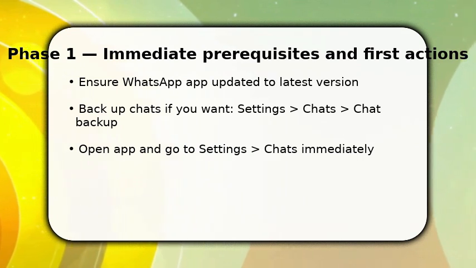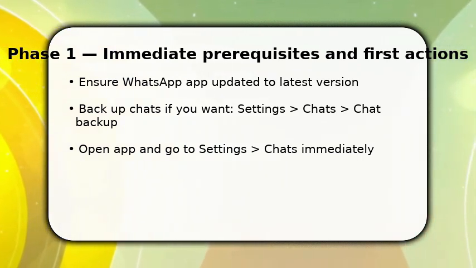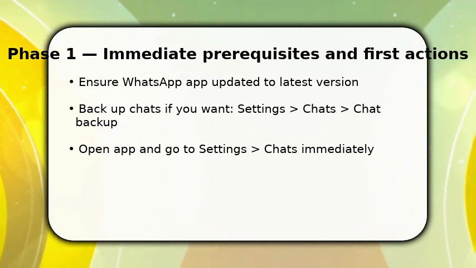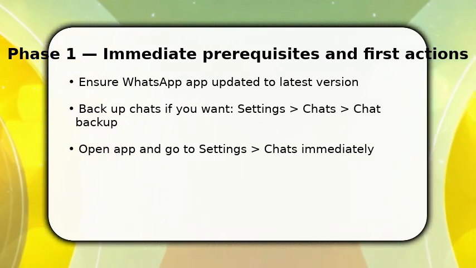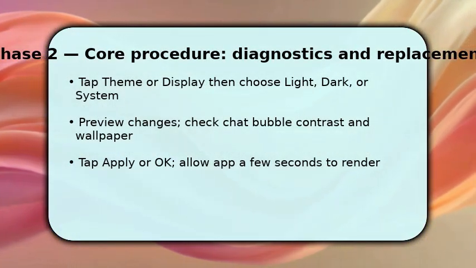Now, locate Display or Theme, it's usually under Chats, and keep your phone unlocked so changes apply cleanly. This first step moves you from setup into the change process without delay. You now pick the theme and apply it, and here's how.